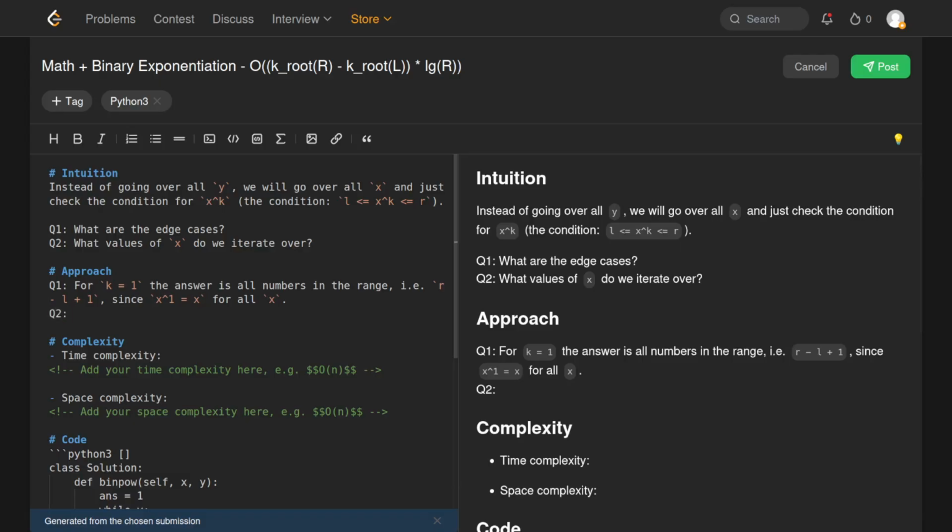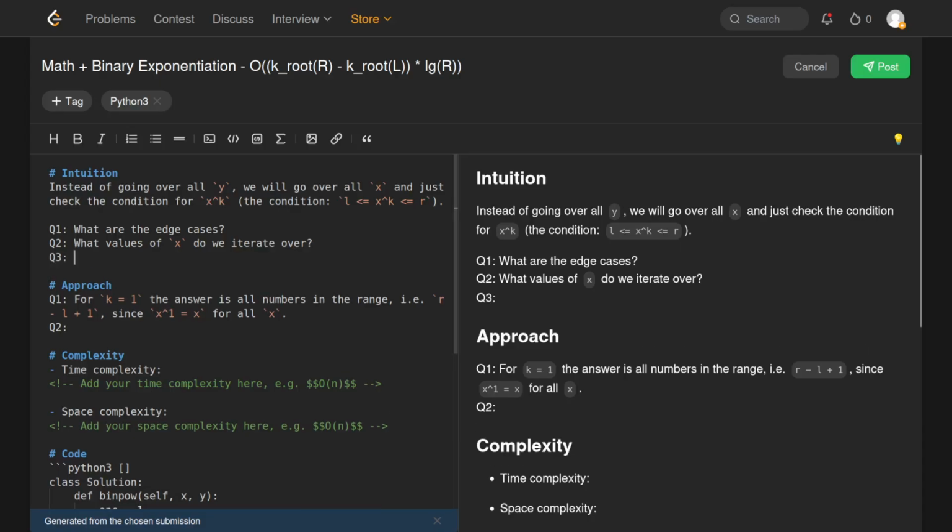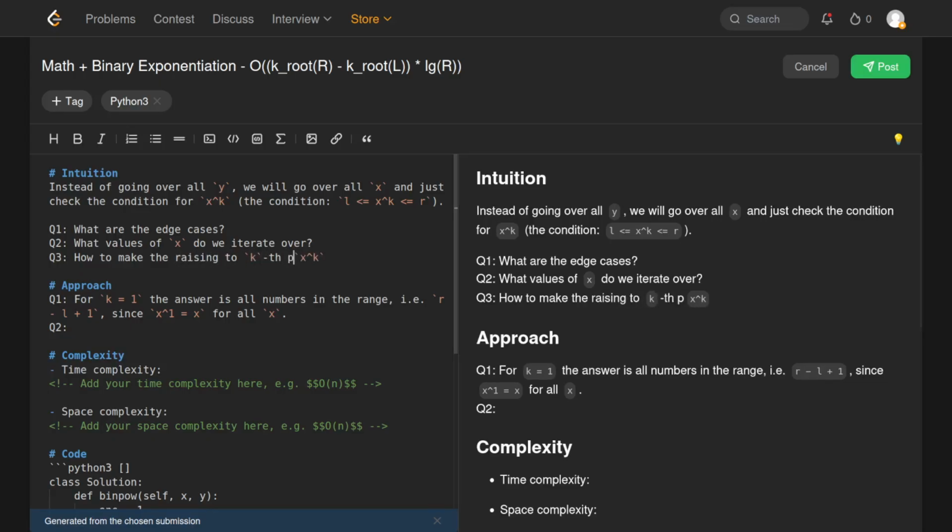Question 2: how to make this fast, how to make the raising to the kth power faster. So we have answer 2 and answer 3. For answer 2, what values?